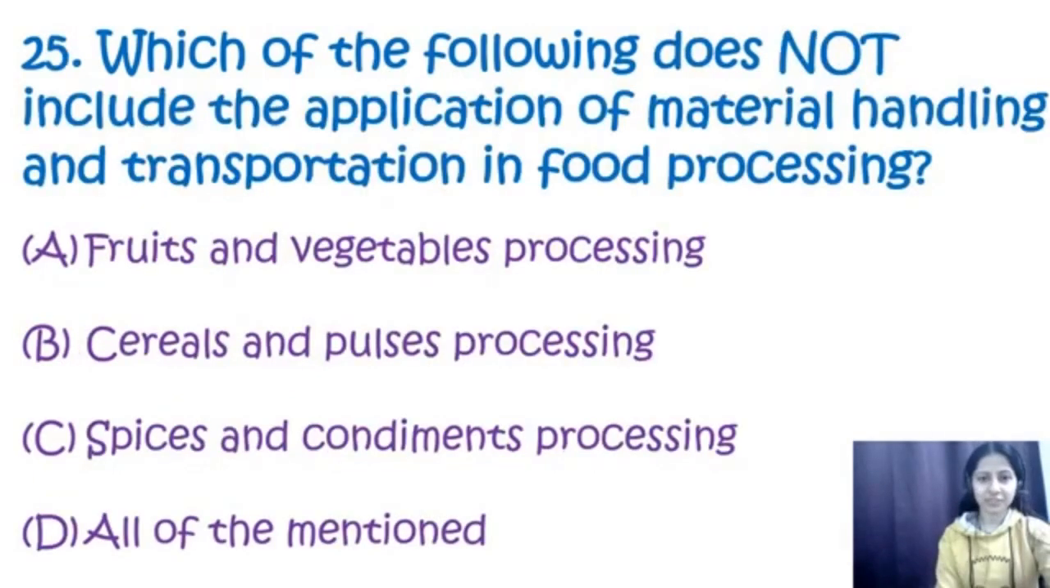Question number 25. Which of the following does not include the application of material handling and transportation in food processing? Options are A. Fruits and vegetable processing, B. Cereal and pulses processing, C. Spices and condiments processing, and D. All of the mentioned. So the correct option will be option number D, that is all of the mentioned, since these all include the application of material handling and transportation. So that's why number D is correct.